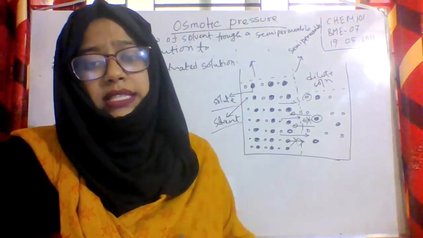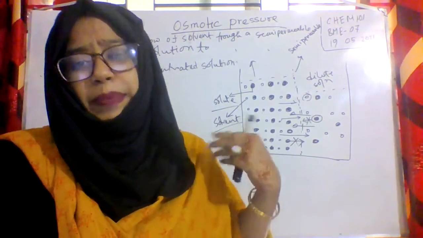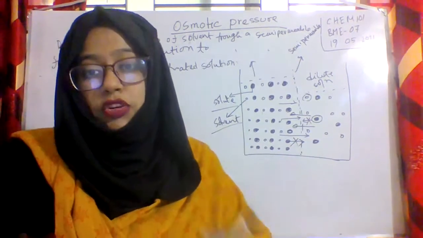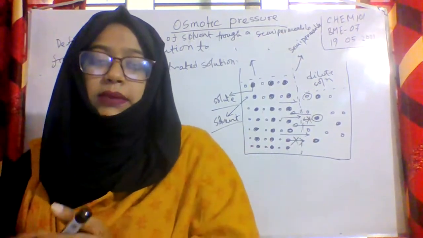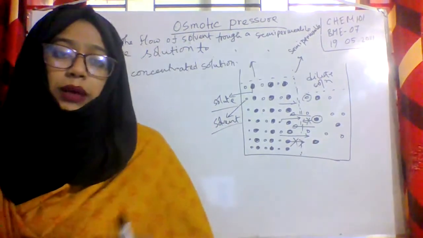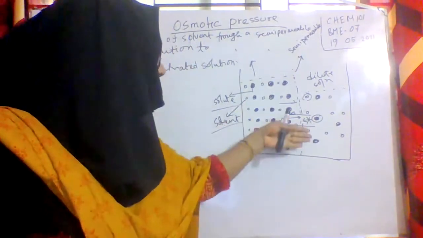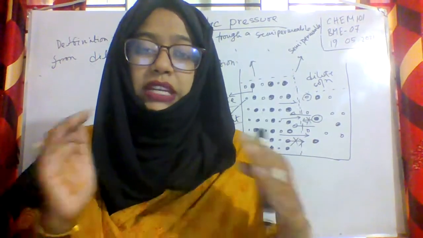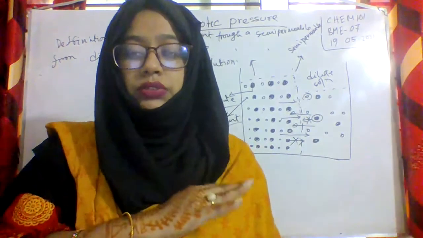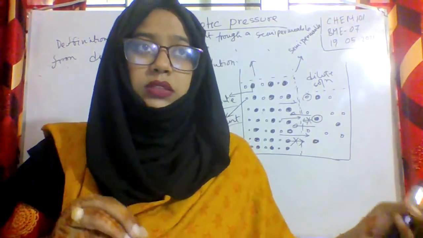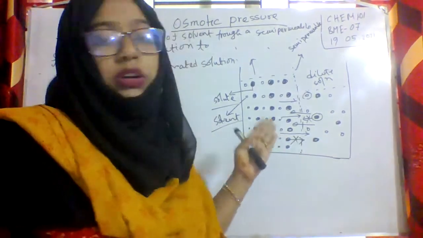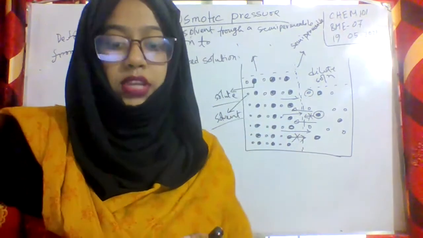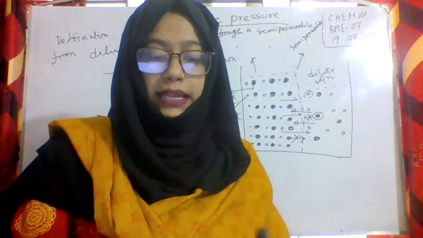That's why if you increase the number of solutes, then the pressure will be increased. Okay, the pressure will be different. Whenever you change the solute particle, the number of particles in this solvent, it will change the pressure. For different types of concentrated solution, we will get different types of pressure because both solutions will not make the same types of pressure.